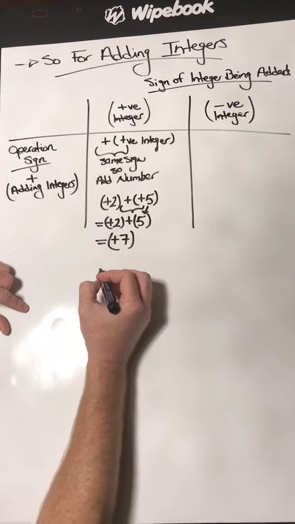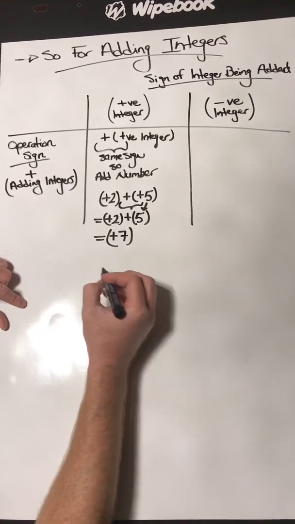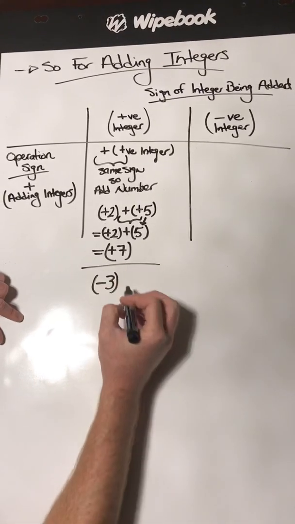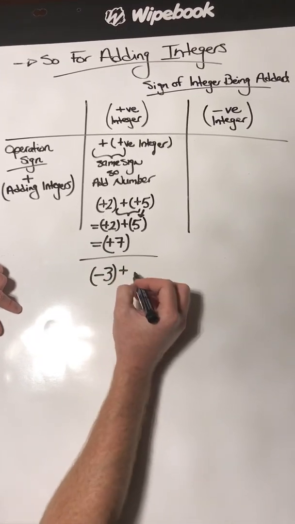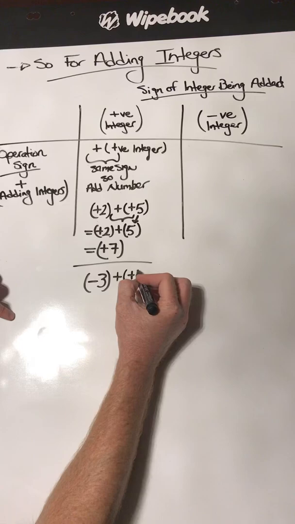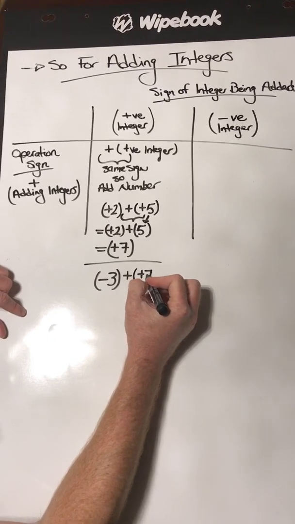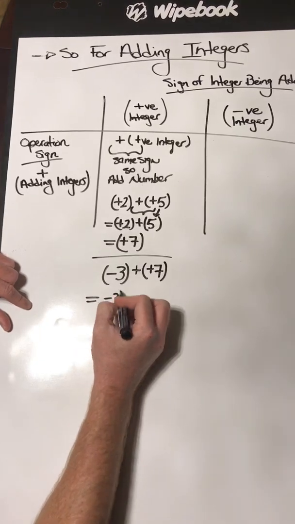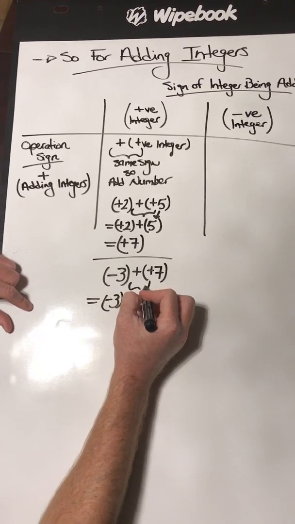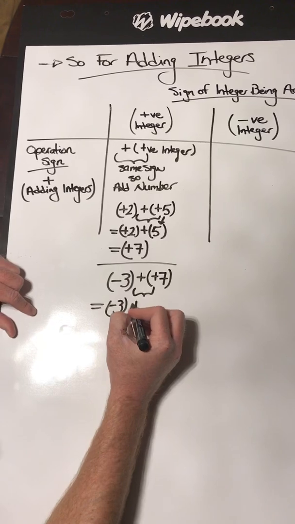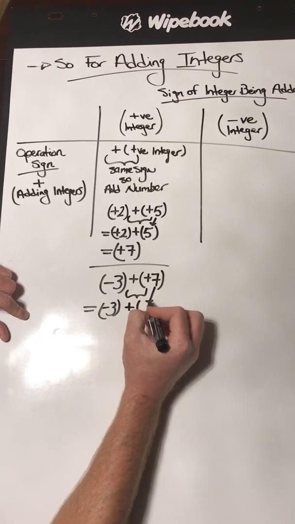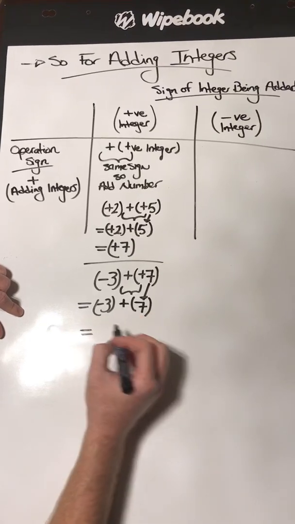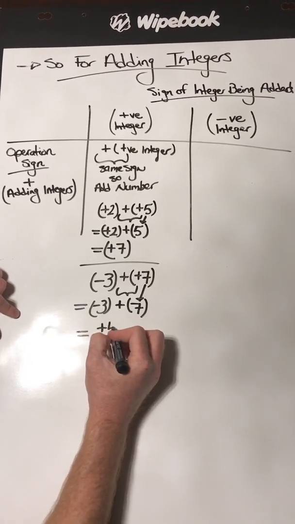Okay, another example, just to get some negative numbers in here. So negative 3 plus positive 7. Okay, so negative 3, I look at this and I say, oh, same sign, so I'm just going to add the number here. I'm going to add 7. So negative 3 plus 7 is positive 4.